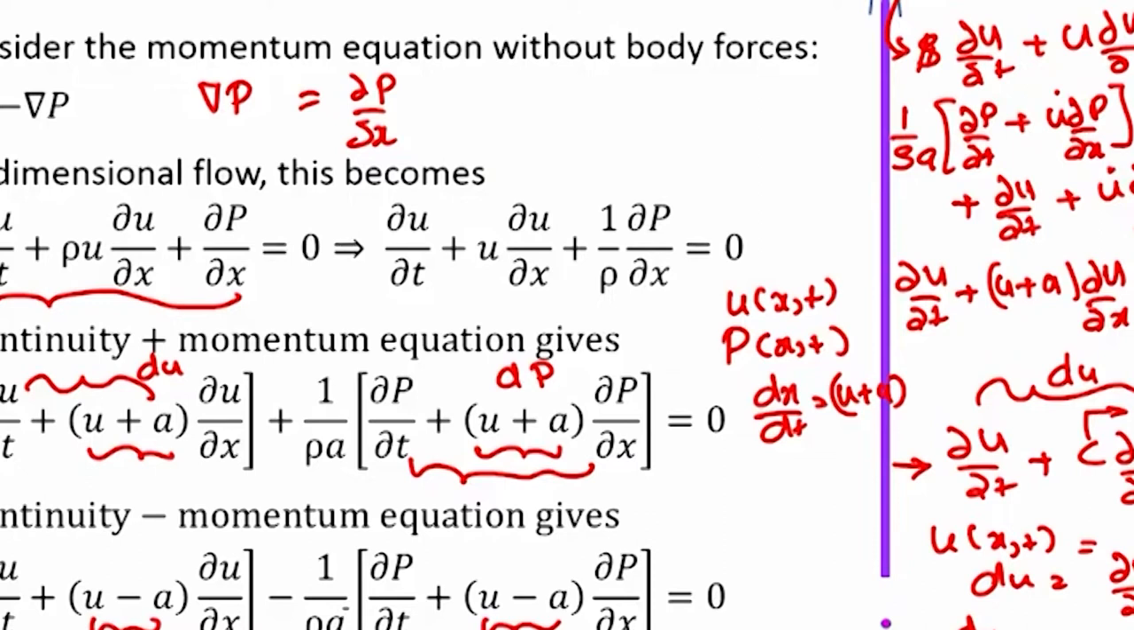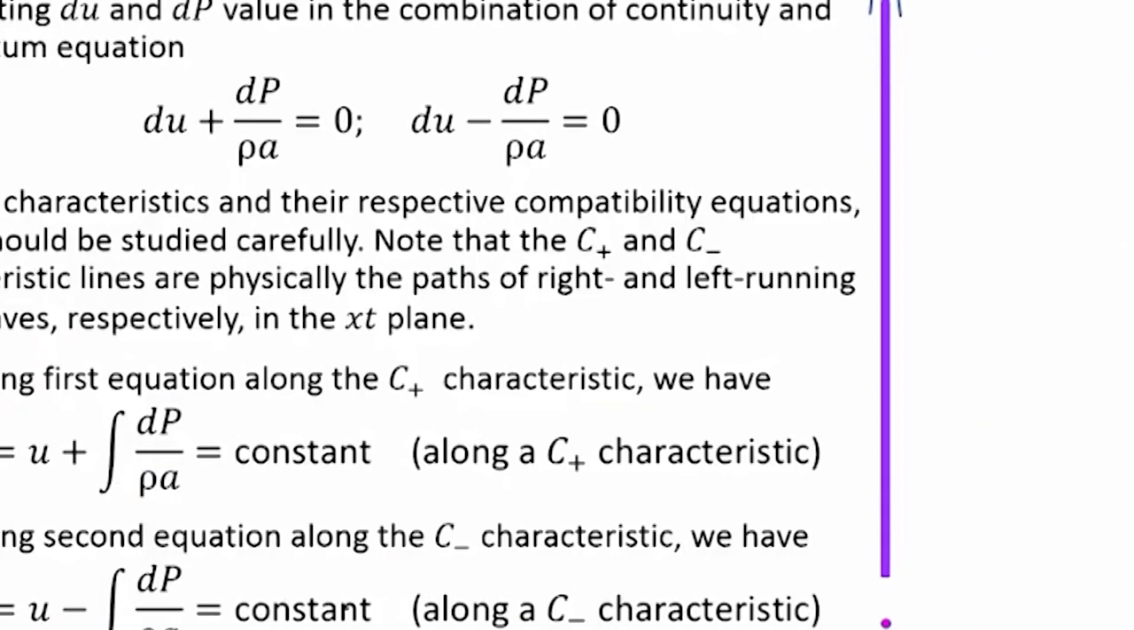Here d represents the total derivative. Again, there is another set of characteristics for this problem, which is u minus a. So there are two sets, one is u plus a, the other is u minus a, so dx/dt = u − a. This set of characteristics is generally called C plus, and this set is called C minus. That's the way it is represented. If you make those changes, then you get two equations. These equations are called the compatibility equations.